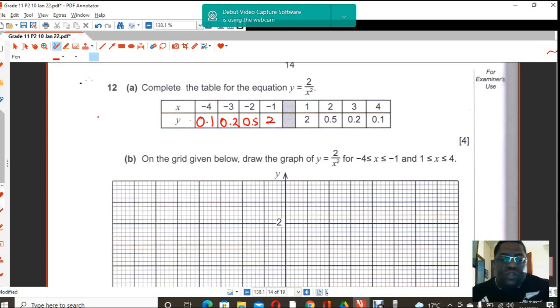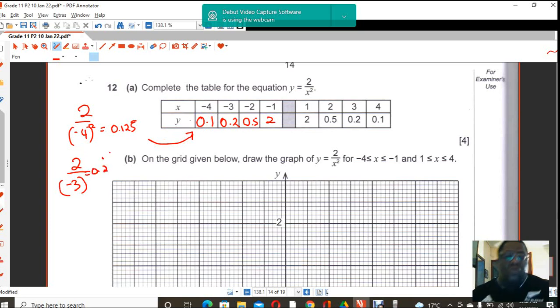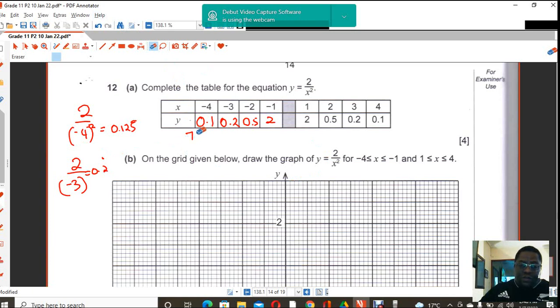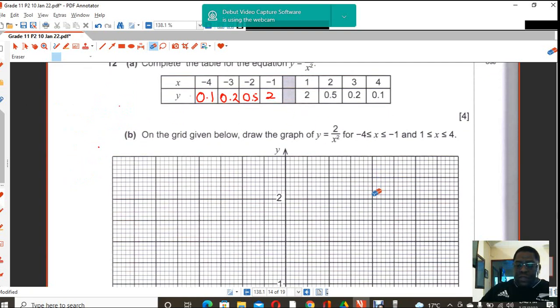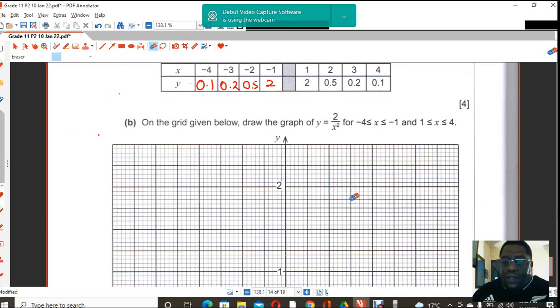And you can go ahead and check. So you can say 2 divided by -4 squared, for example. That's 0.125. And when you take -3, so say 2 divided by -3 all squared, you get 0.2222, and so on. Anyway, that is 4 marks, the easiest 4 marks that you should have scored in this question. We are going to plot all of these points. For plotting all 8 points, you get 3 marks, and for a smooth curve, you will get 1 mark.